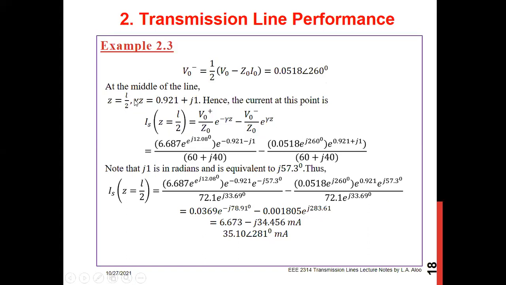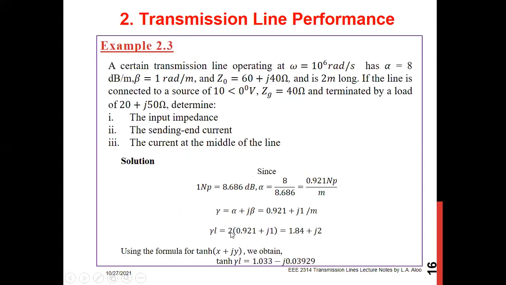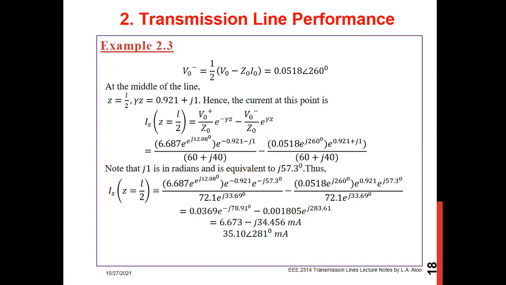So when you take gamma times 1, because Z will be 1, it remains the same. You know, here it changed because we multiplied by 2. So that's why it changed to 1.84 plus J2. But in this case, we are not multiplying by 2. We are multiplying by 1 because it is midway the line. So the gamma Z there will just be 0.921 plus J1.